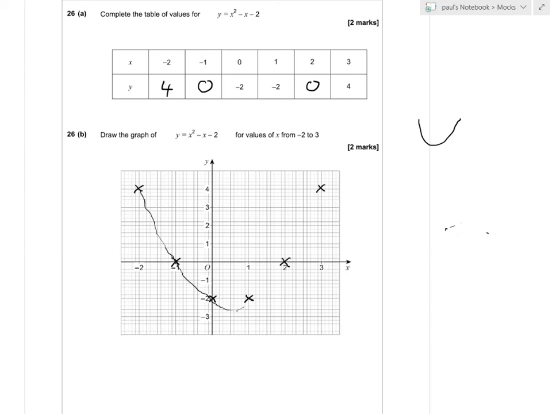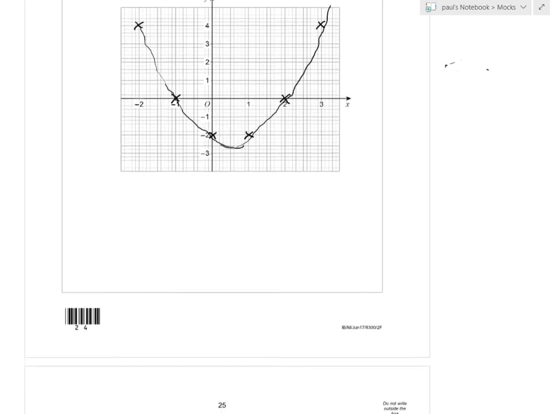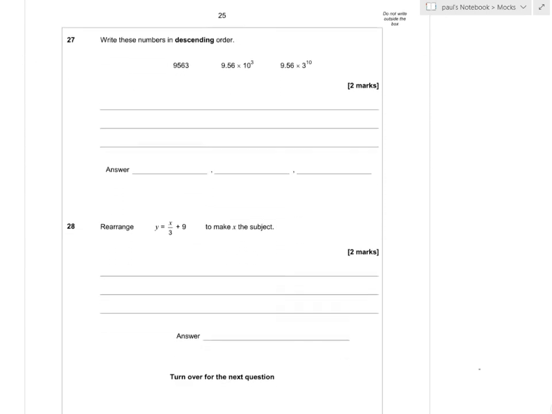And it's going to dip down there. It's supposed to go through all the little crosses and things, but it's going to be something like that. You get the idea. A pencil is much more accurate than me using a tablet. Which of these numbers, well, write these numbers in descending order. So we've got to work out what all this means.